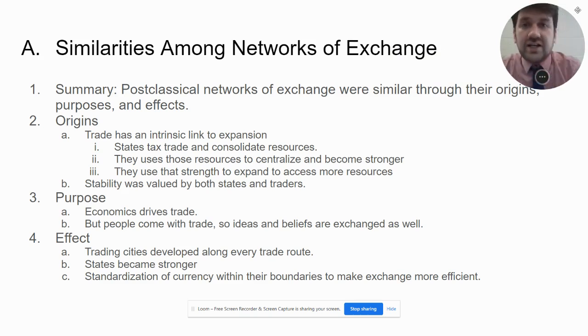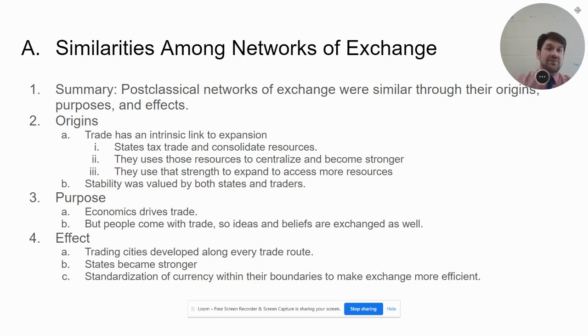Post-classical networks were similar in where they came from, why they existed, and what they did. In terms of origins, the thing to keep in mind is that trade is intrinsically linked to expansion. It drives expansion and enables it because states exploit trade to their own advantage. They tax it. They acquire resources that way. They might even sponsor state-based trade to acquire resources as well, and that makes states stronger.